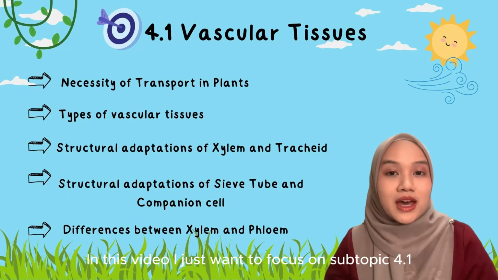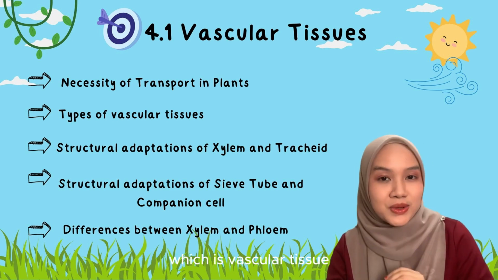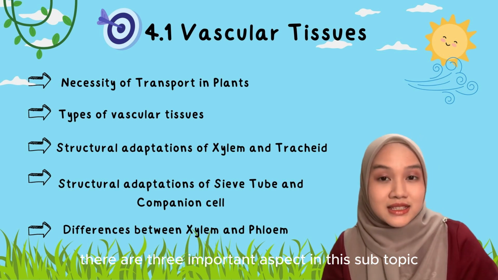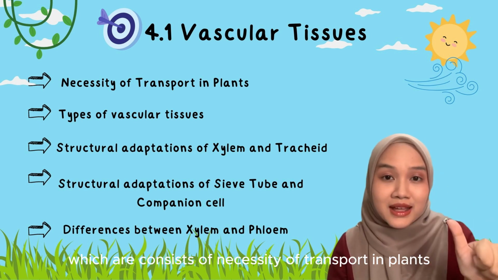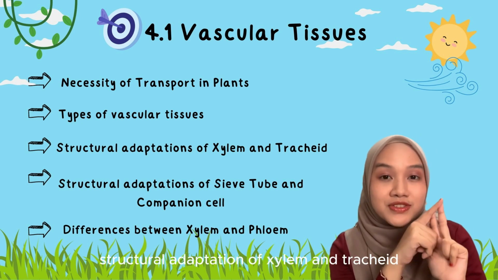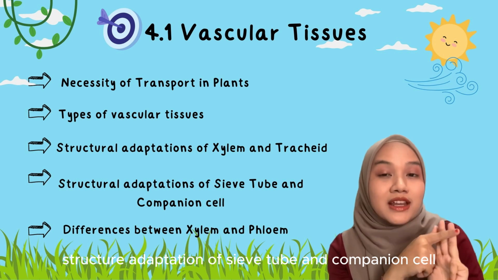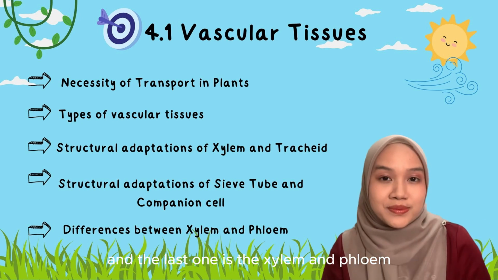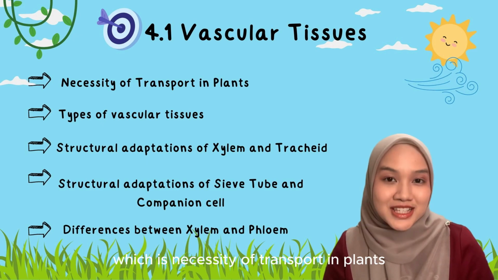In this video, I just want to focus on subtopic 4.1, which is vascular tissue. There are 3 important aspects in this subtopic, which consist of necessity of transport in plants, types of vascular tissue, structural adaptation of xylem and tracheids, structural adaptation of sieve tube and companion cell, and the last one is the xylem and phloem. Let's take a look at the first, which is necessity of transport in plants.